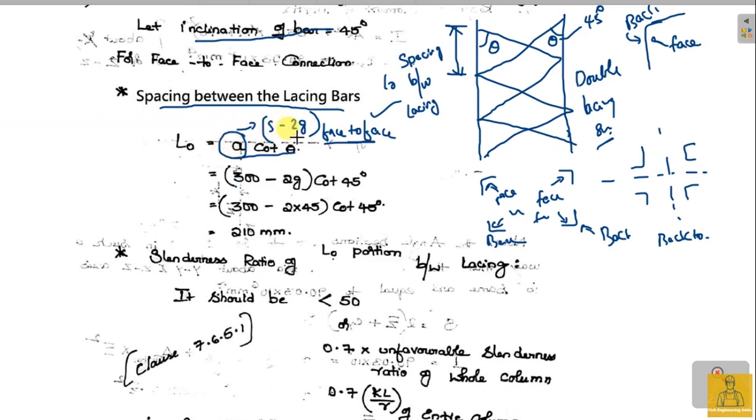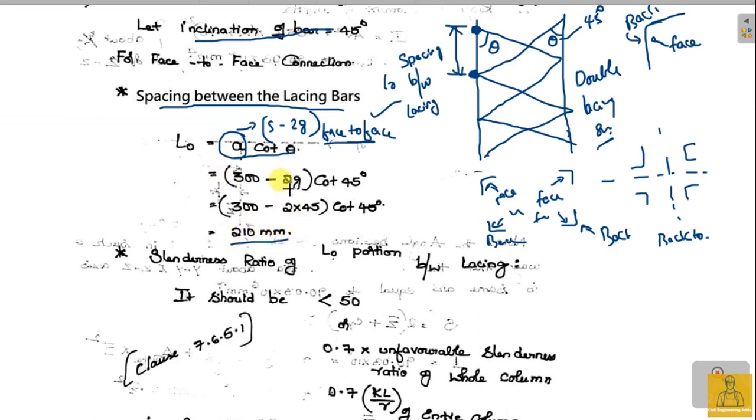If it is back-to-back, then it would be different: you have S plus 2G. On substituting the values, I get 210 mm. So the distance between each lacing bar here, this distance L naught, is 210 mm.